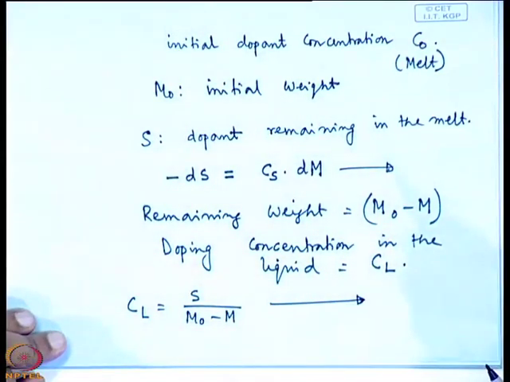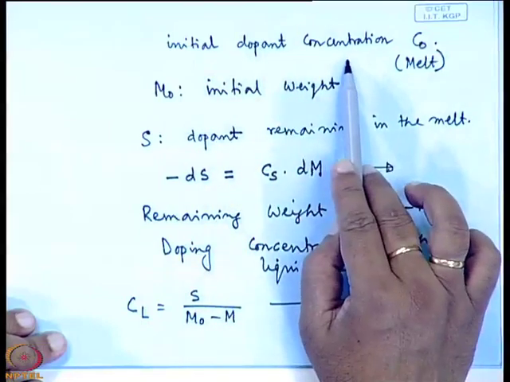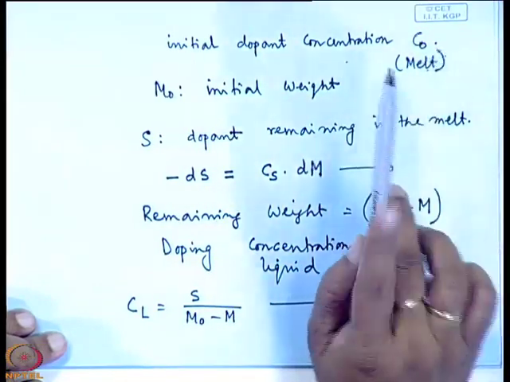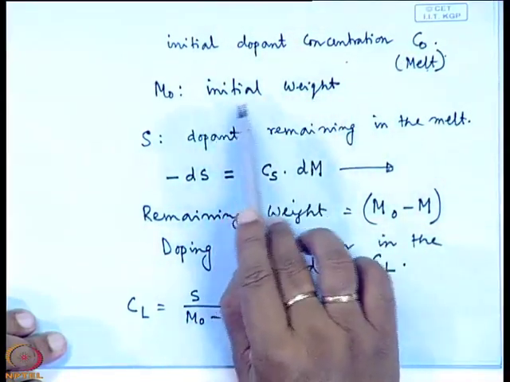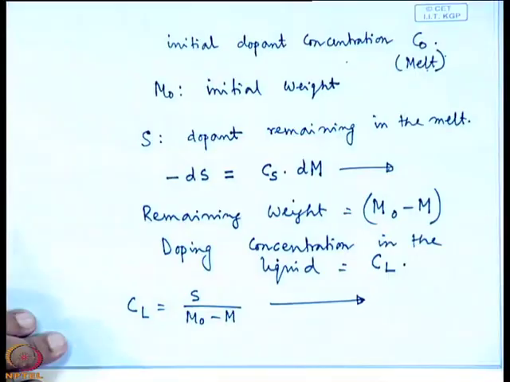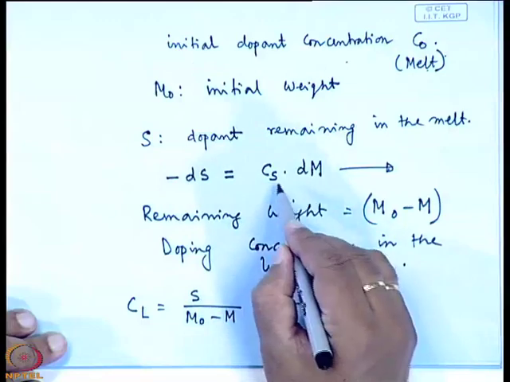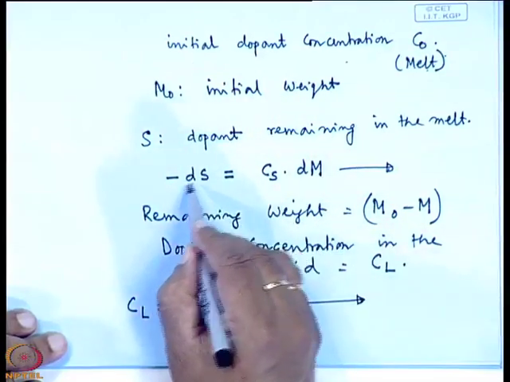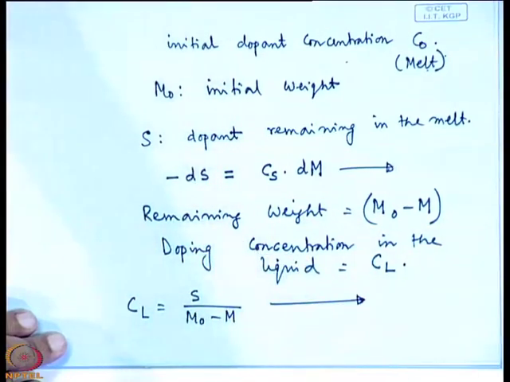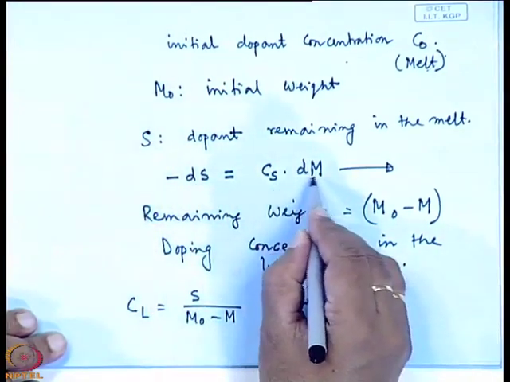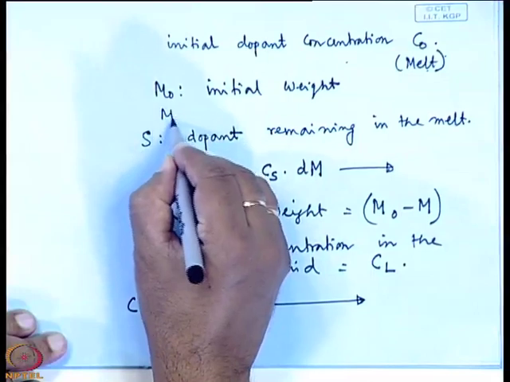Okay, let me explain again. Let the initial dopant concentration in the melt be C 0, and the initial weight be m 0. At a certain instant of time, say after time t, m amount of crystal is grown, and s is the dopant remaining in the melt. So, we can write that minus ds equals cs into dm. Why is it minus? Because it is decreasing, it is rejected to the melt. That is why minus ds equals cs into dm, where m at that instant of time is the weight of the crystal.